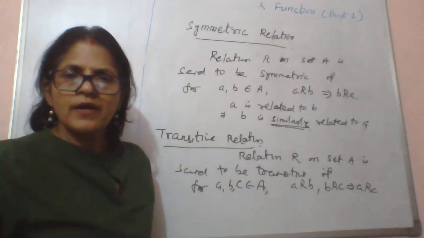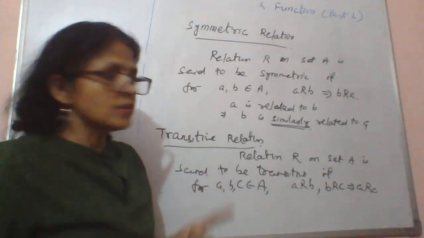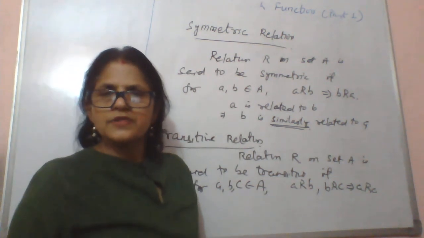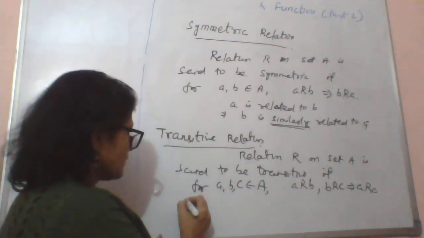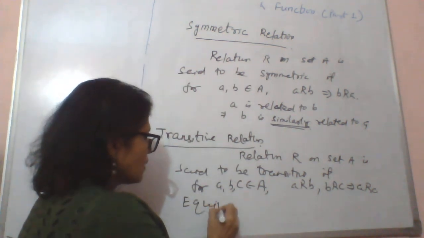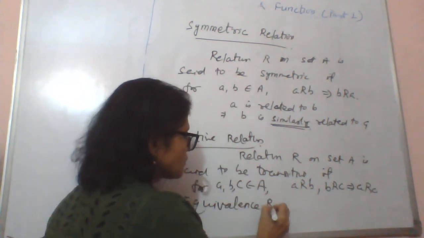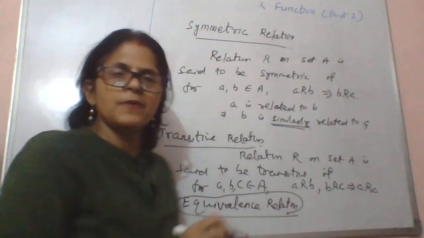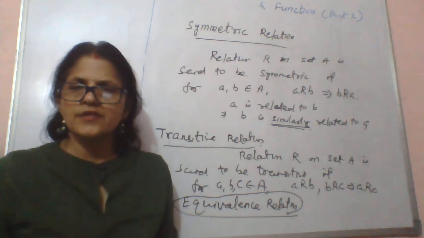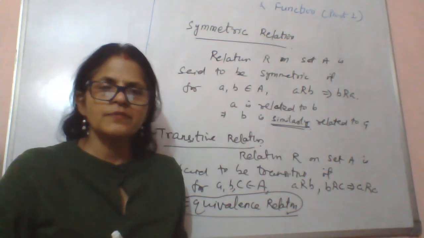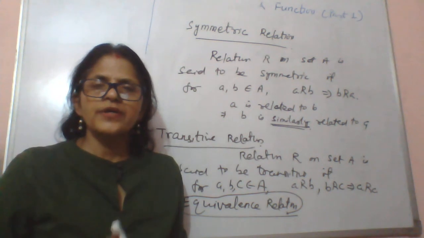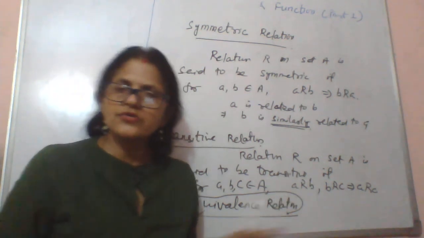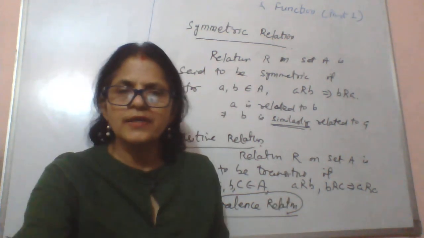Out of these 6 types of relations, the last 3 specifically are very important, and if the relation is reflexive, symmetric and transitive, we call it an equivalence relation. So the relation is an equivalence relation if it is reflexive, symmetric and transitive. In the next class we will cover what is an equivalence relation and also equivalence class, and we will take some questions.